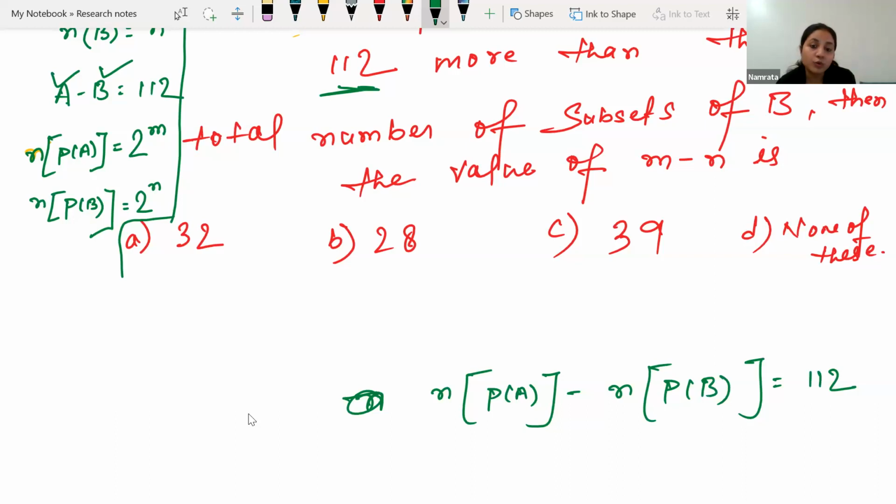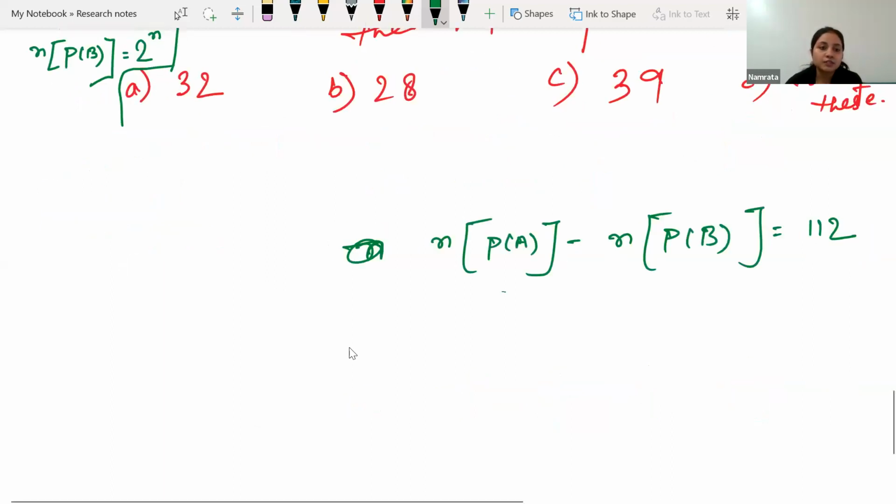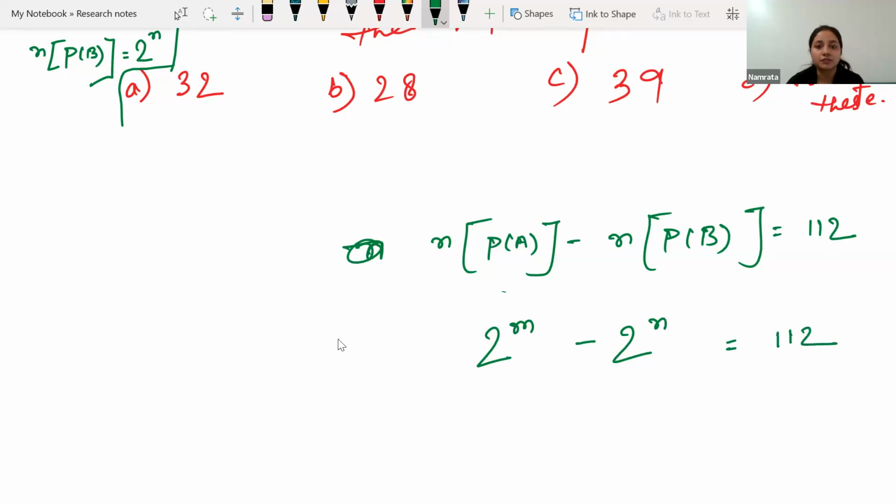A is more, so whoever is more, we need to mention at first. If my age is more than your age, then we will do the subtraction by writing my age first and then your age. This is how we frame the equation. Don't get confused between which one is more and which one is less. We just have to write the difference between both as 112, but A is more, so I am writing A first. Now, this one we have written as 2 to the power m, and this one as 2 to the power n, is equal to 112.